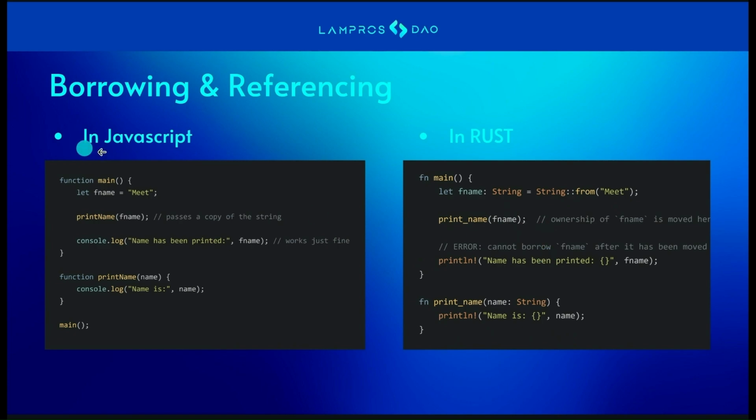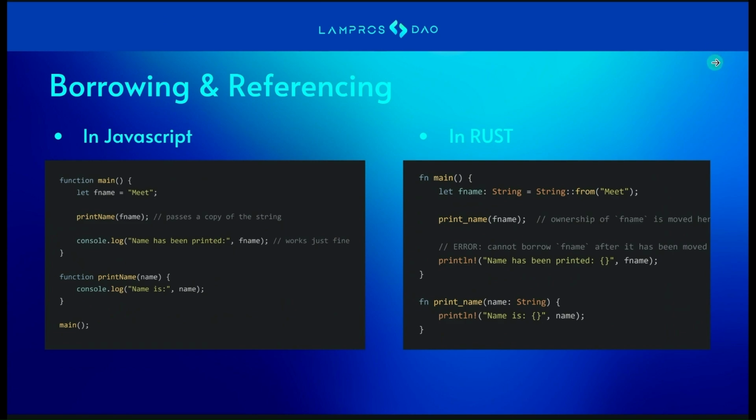But that is not the case with JavaScript. For example, in JavaScript, you are passing the fname variable's value meet to another function called printNm, and then if you are trying to print fname again, it works fine. It will not give you an error, because Rust handles memory differently to avoid null pointer reference and dangling pointer issues. Okay, so now we have covered ownership, borrowing, referencing, moving, and how Rust manages memory.